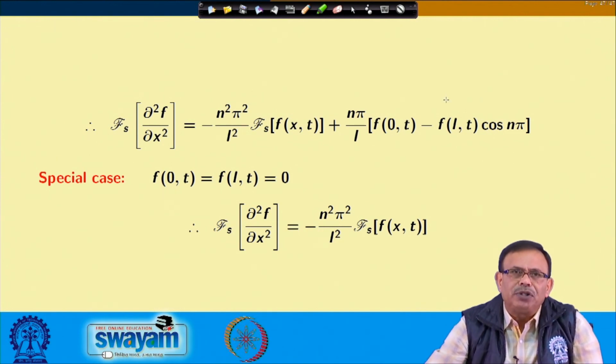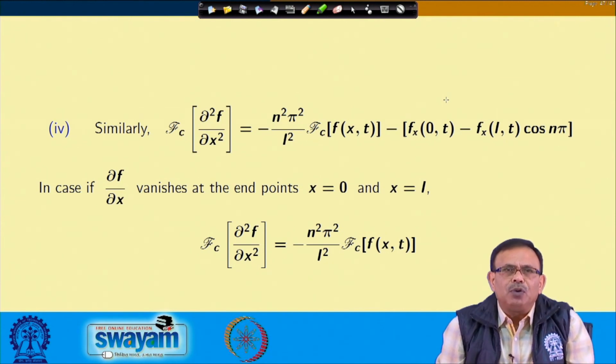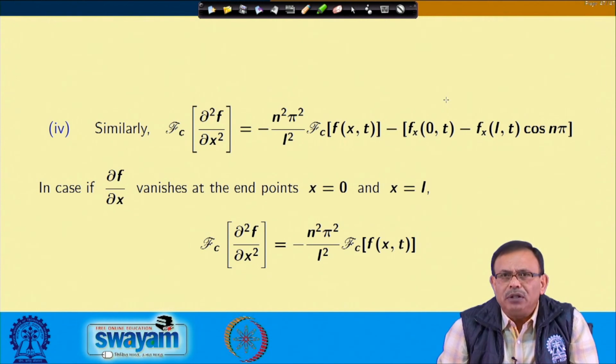In the same way, if you proceed, you will find that the Fourier cosine transform of ∂²f/∂x² will be minus n²π²/L² into the Fourier cosine transform of f(x,t) minus f_x(0,t) minus f_x(L,t) into cos nπ. I am not showing this, because if you follow the method we used for the finite Fourier sine transform of ∂²f/∂x², in the same way you will get this particular equation. Then, in case ∂f/∂x vanishes at the end points x equals 0 and x equals L, just as we did as a special case for the finite Fourier sine transform.